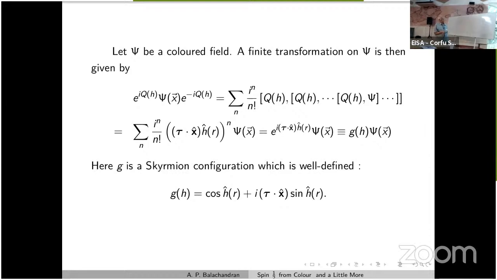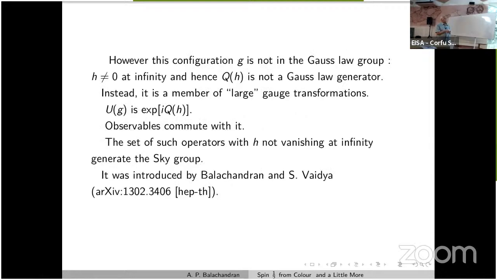Where H hat at the origin is zero, as I told you, so sine vanishes, and H hat at infinity is pi. So again, the last term vanishes, but cos becomes minus one. So G goes from one at the origin to minus one at infinity. And this is the basic winding number one transformation in Skyrmion physics. And that is what is happening here. So this G of H is winding number one. So the claim here is that the finite transformation corresponding to Q of H is exactly given by the Skyrmion configuration which we have worked on for many years.